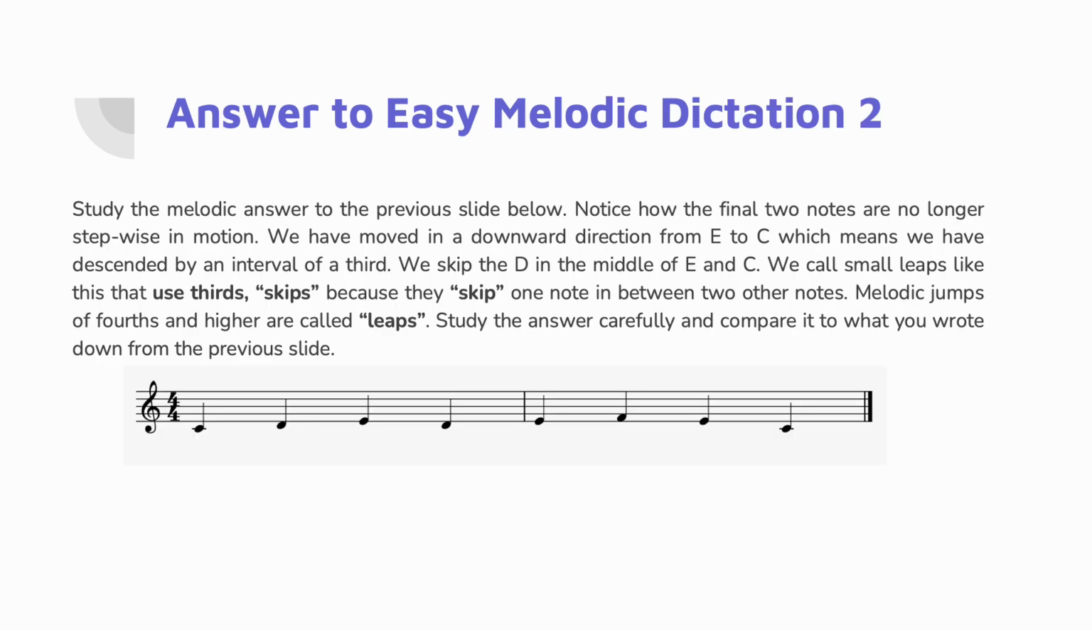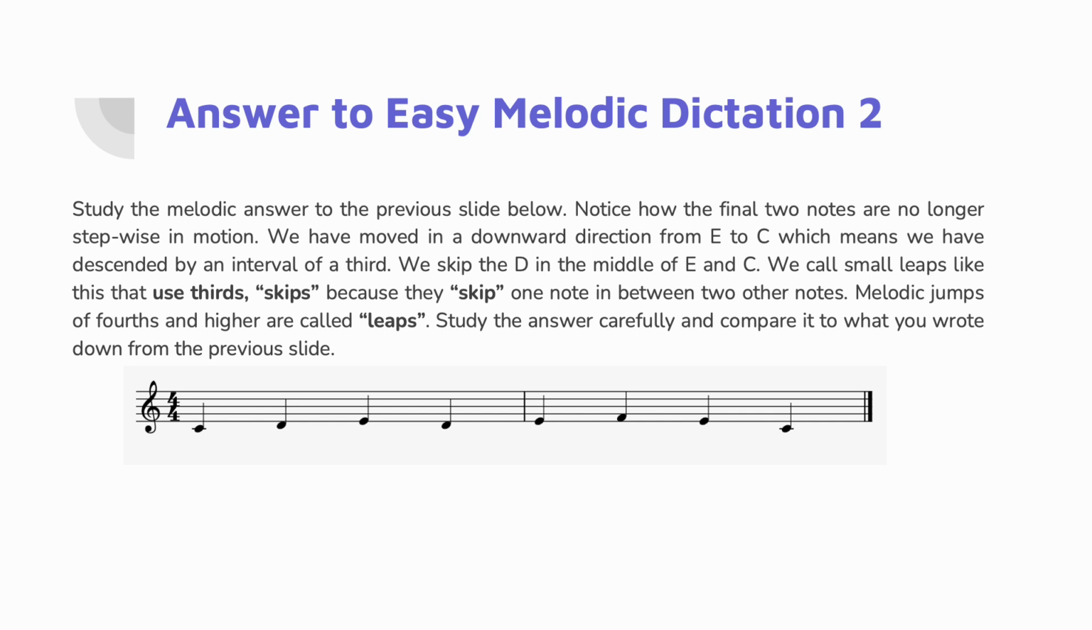Study the melodic answer to the previous slide below. Notice how the final 2 notes are no longer stepwise in motion. We have moved in a downward direction from E to C, which means we have descended by an interval of a third. We skip 1 note. When we move from E to C, we skip the D in the middle.